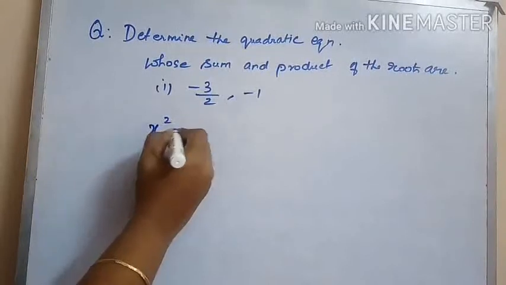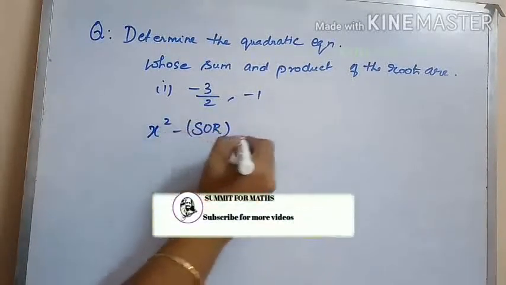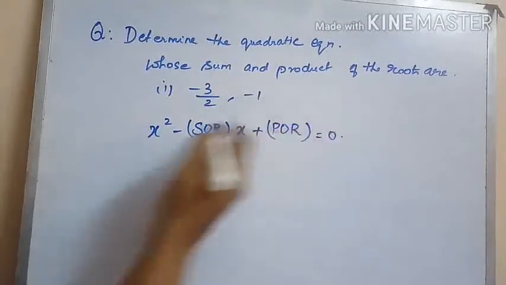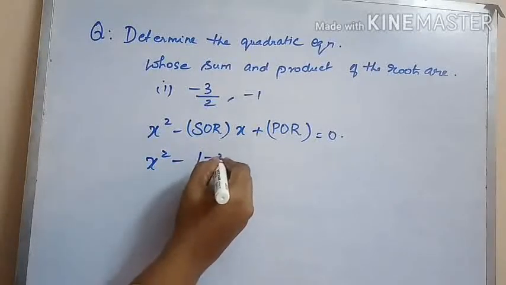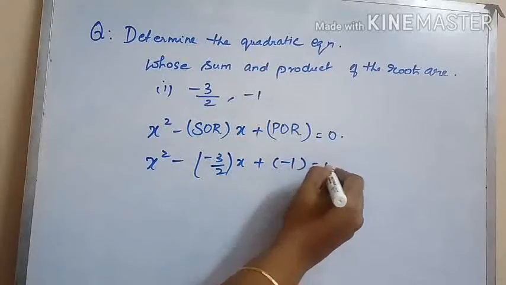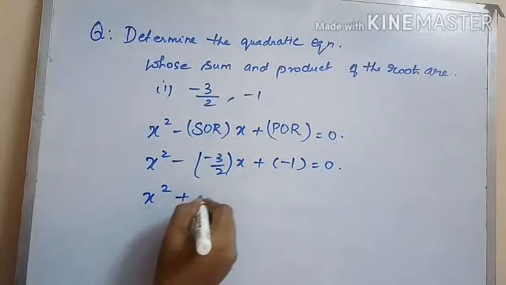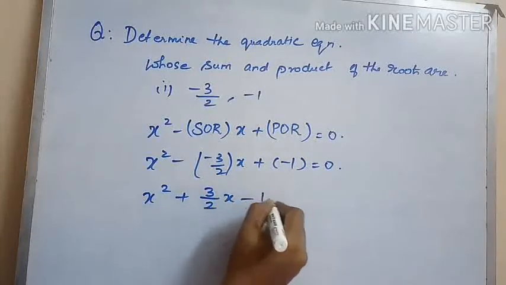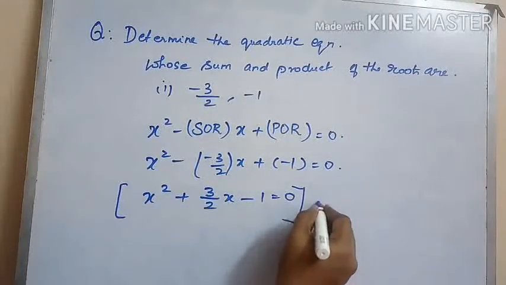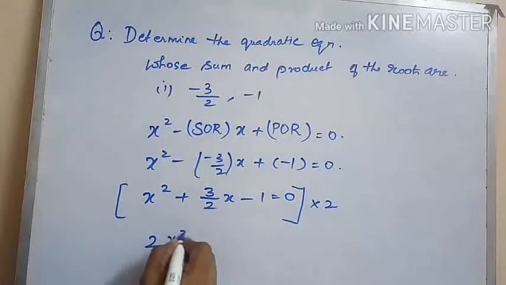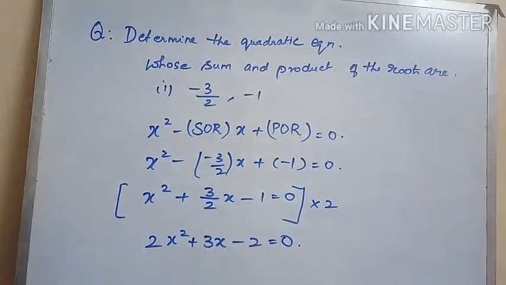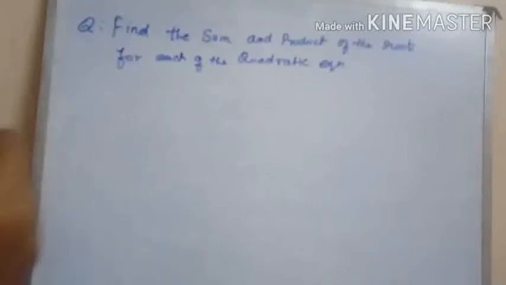The next problem is the sum of the roots is minus 3 by 2 and product of the roots is minus 1. x squared minus of minus 3 by 2 into x plus of minus 1 is equal to 0. So we get x squared plus 3 by 2x minus 1 is equal to 0. Taking LCM, because we have a fractional coefficient, the equation reduces to 2x squared plus 3x minus 2 is equal to 0.